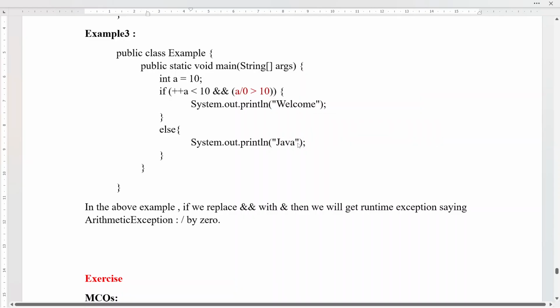But most of the people get confused here, thinking that int value a by 0 returns an exception. Most of the people think it returns an exception. Most of the interviewers also confuse you with this question. So we'll see what the output is.